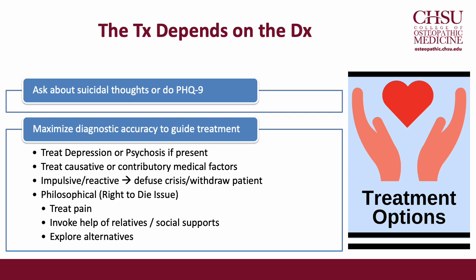If there's a crisis going on or an acute psychosocial issue, it might make sense to withdraw the patient to keep them safe from whatever's going on in their setting. As I mentioned, there are philosophical issues, often relayed in the literature and in physician discussions of a patient's right to die. Again, those are outside the scope of this conversation, but you should be familiar with treating a person's pain if the pain is the reason why they wish to end their life, as well as invoking the help of relatives and social supports, and also helping a patient explore alternatives to dying if alternatives exist.